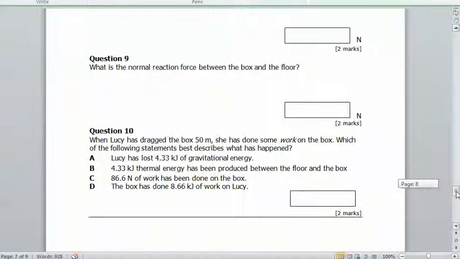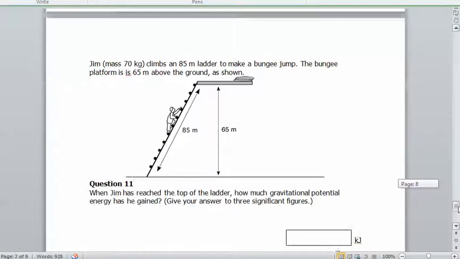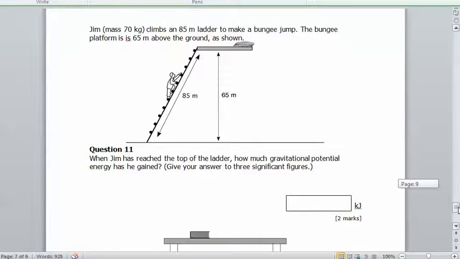There's only so many ways they can ask you. This one's an energy one. I'll leave that for today because we're looking at Newton's laws, but I did want you to have a go at those. I'm not going to go through any more.